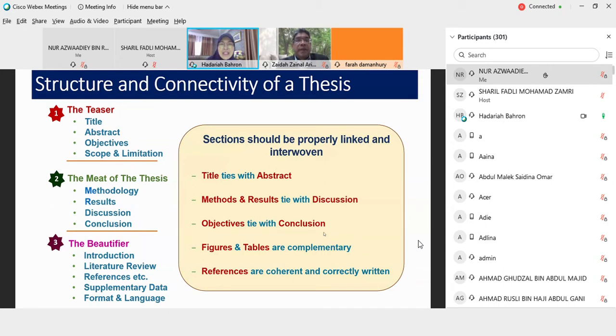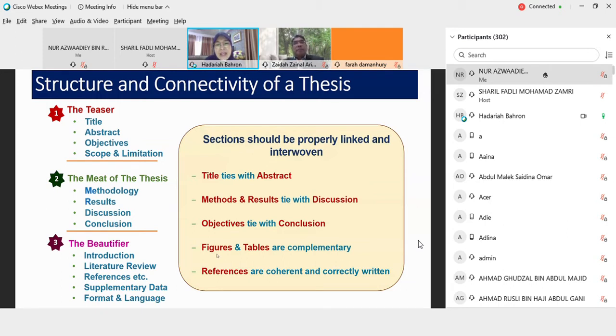Now, this is something that a lot of theses are lacking. The objectives are written in chapter 1. The conclusion is commonly written in chapter 5. Usually, when students write this thesis, they forget to tie the conclusion with the objectives. When they do not tie the conclusion with the objectives in a deliberate manner, then that is not going to make a very, very tight thesis.